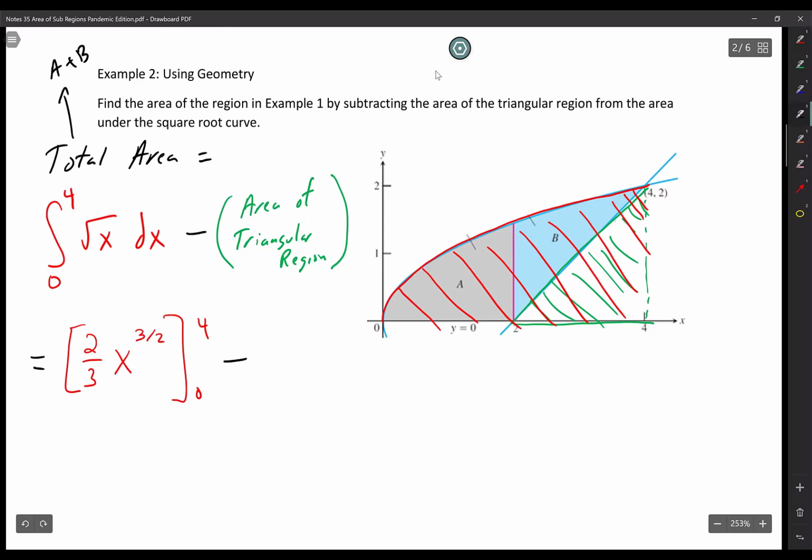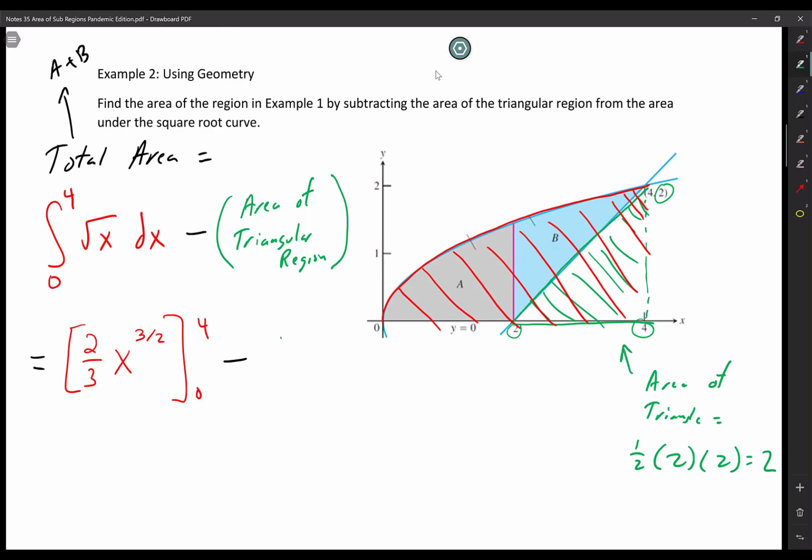And I'm going to subtract the area of that triangle. So I come over here and I'm like, okay, area of triangle, let's figure it out. The base here is 2, because the difference between 4 and 2 is 2. The height is 2. So area of triangle is 1/2 base times height. So it looks like my area is just 2. So I'm going to subtract 2.